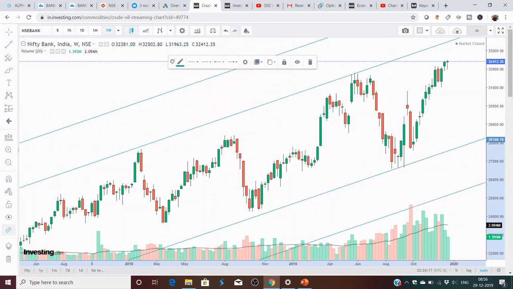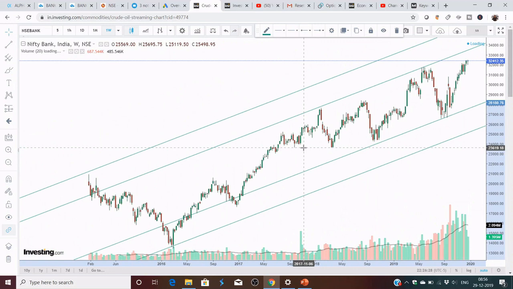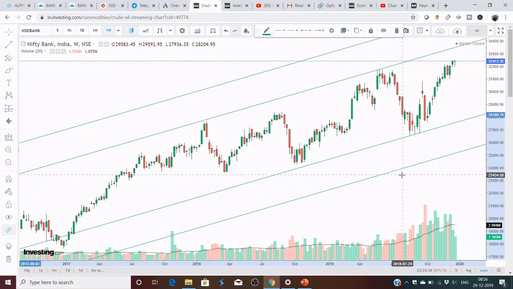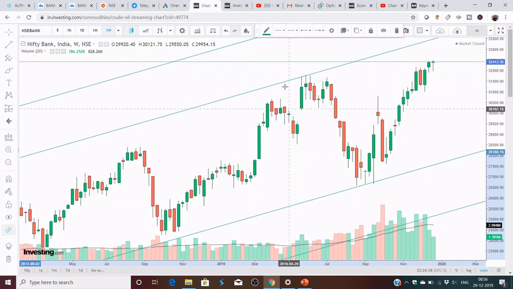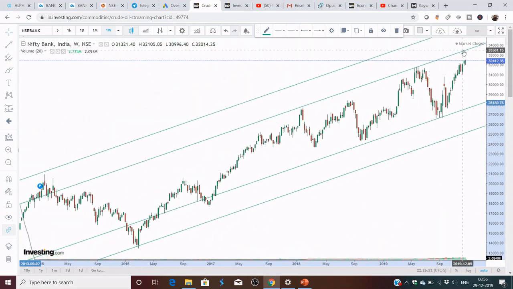On a weekly time frame, as you can see, this is working perfectly well for us. The channel we have drawn on the monthly candle is still being respected on the weekly. On the monthly we have seen that this is about to touch, but on the weekly you have seen one more touch which has happened and respected the channel, and now we are close to the channel, which is 33,425. That will be our resistance.